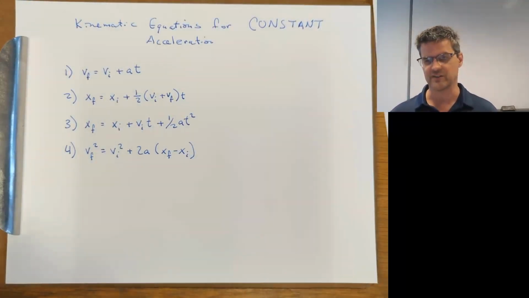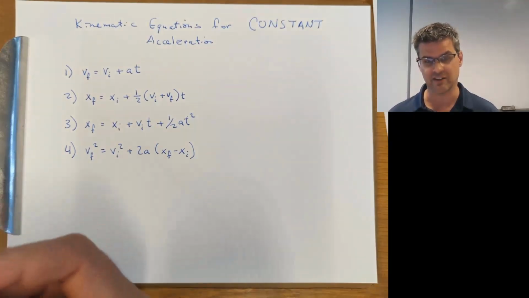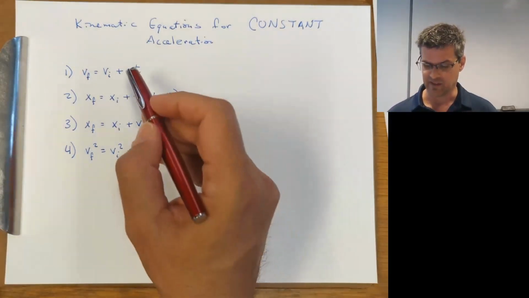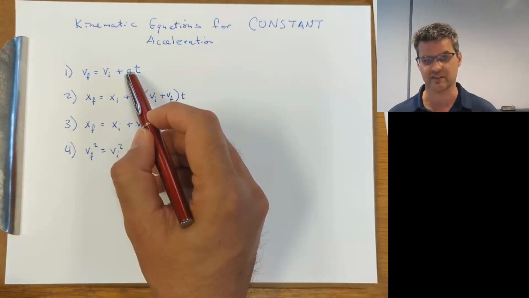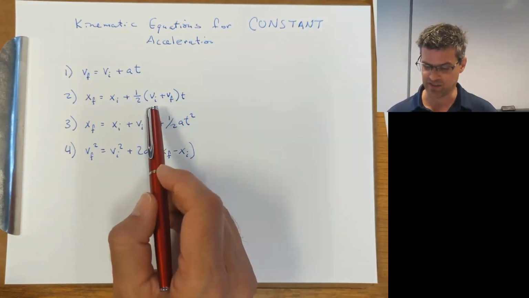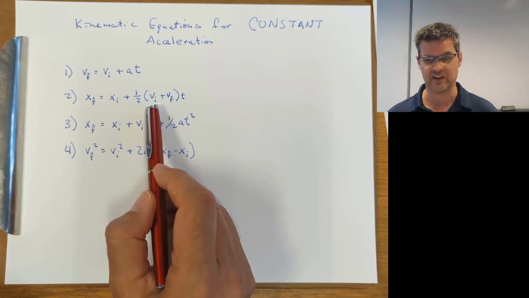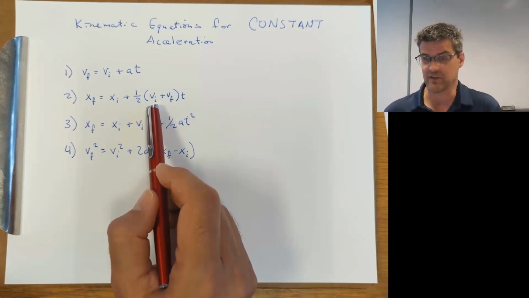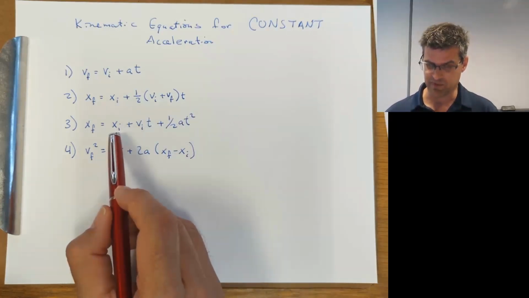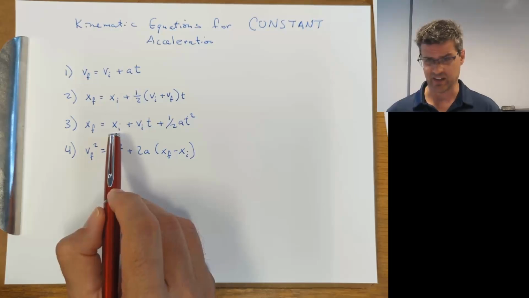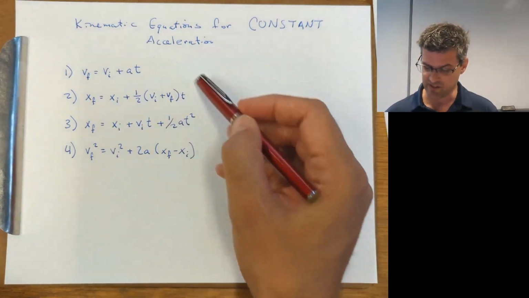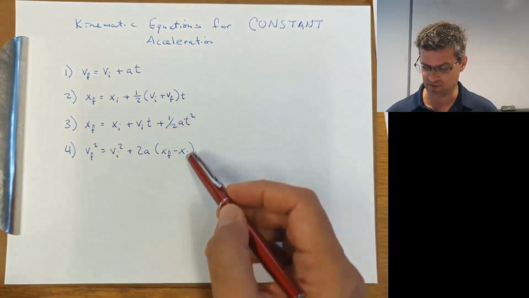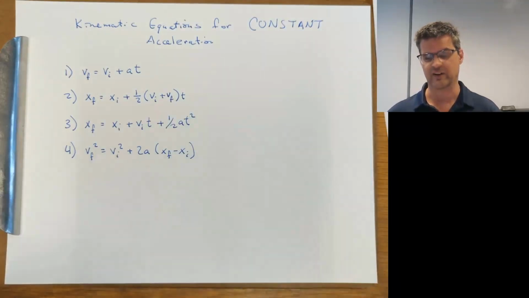These equations are always true if you have constant acceleration. The acceleration can be positive or negative, it just has to be constant. The initial velocity can be positive or negative, it just has to be constant. The initial position can be positive or negative, it just has to be constant. But these equations are always true if we've got constant acceleration.